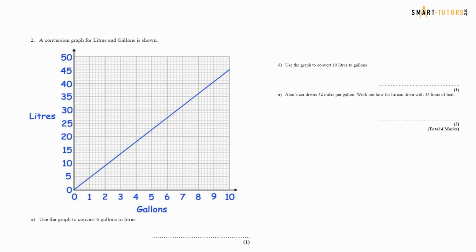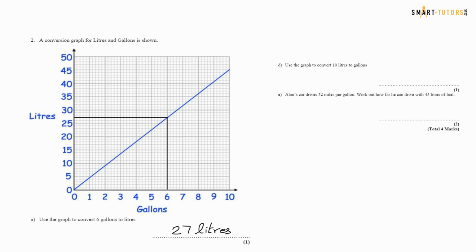Question number 2, a conversion graph for liters and gallons is shown. Use the graph to convert 6 gallons to liters. So 6 gallons means from here, we draw a straight line across, and from there, that's it. So 25 to 30, 27 liters. So that is the answer, 27 liters.